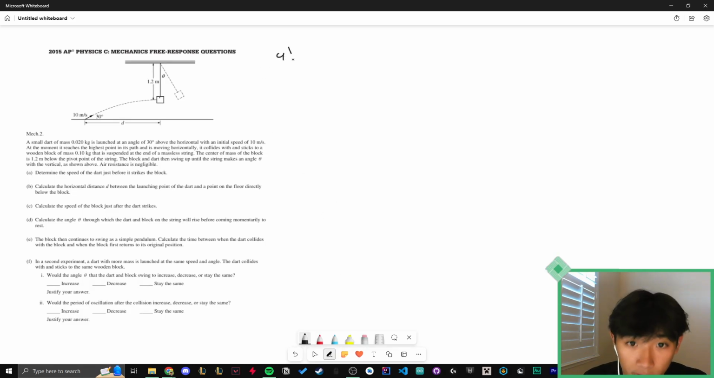Okay, this FRQ is really interesting. There are a lot of different parts about this FRQ that I really like, so let's just get started. Very first part, determine the speed of the dart just before it strikes the block.